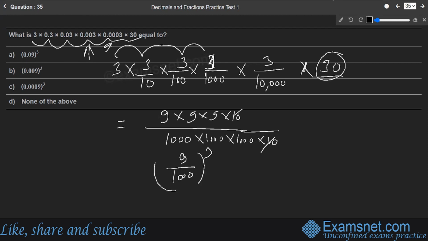9 by 1000 whole cube is 0.009 whole cube, which is exactly equal to the option given, option B. So we have manipulated our product to look like that, and that becomes 0.009 whole cube, which is the right answer.